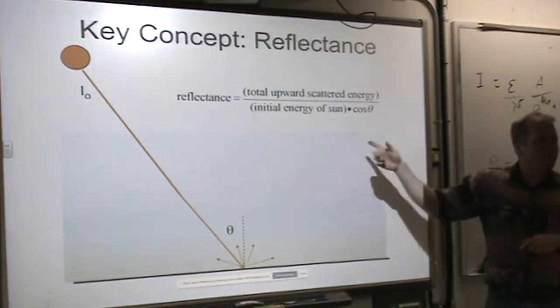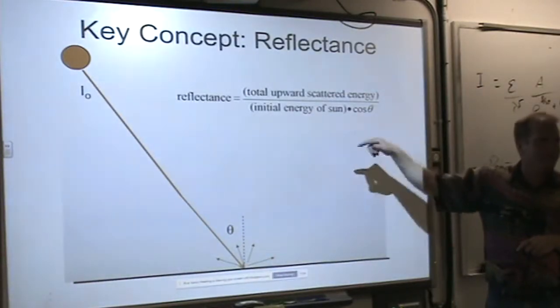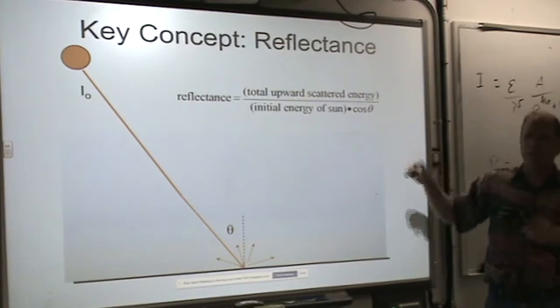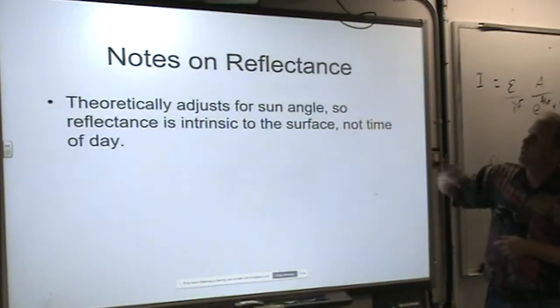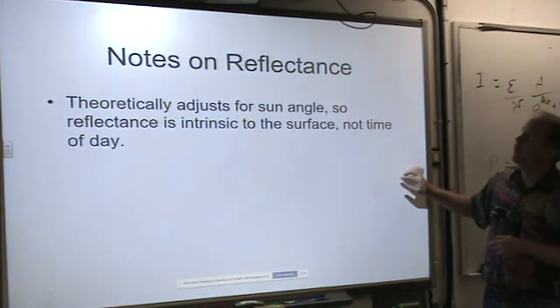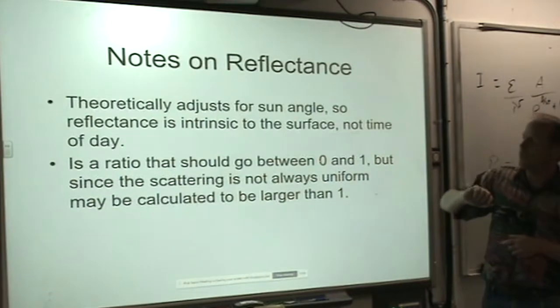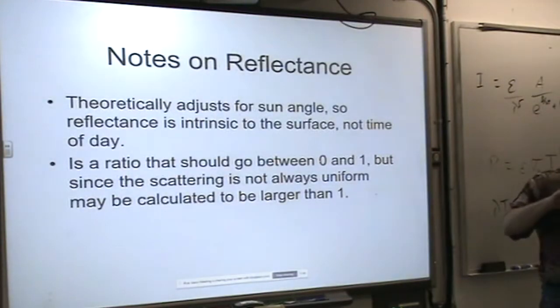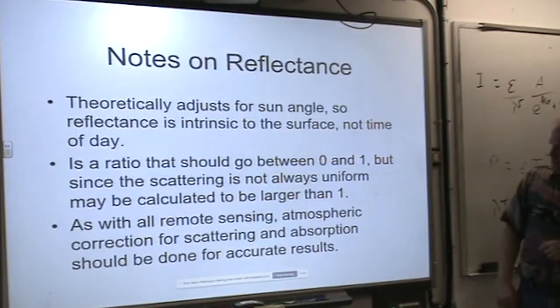Okay? Everybody understands why this goes between 0 and 1, theoretically? You can't reflect more light than comes in, unless it's not symmetrical, then you're making the wrong assumption. So reflectance, theoretically, adjusts for sun angle, but intrinsically, the surface, not the time of day, should go between 0 and 1. But scattering is not only uniform. You may be looking at a hot spot where more is being scattered in one direction. So sometimes it can go larger than 1.